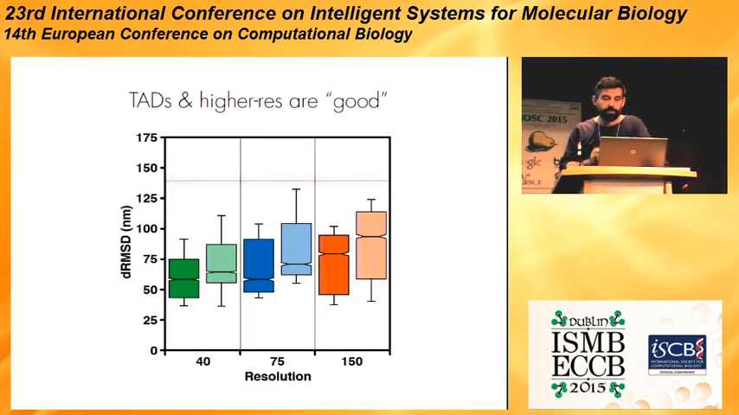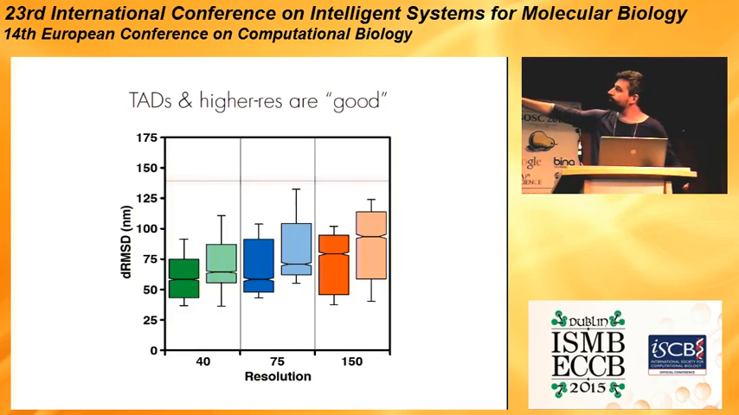So let me tell you what the effects are. I mentioned that we had these 4 things that we vary. So TADs. Are TADs good or not for modeling? And in fact, they are good for modeling. And we are very lucky that most organisms have TADs because they help us to model. And this is the distance RMSD measure, a quality measure.